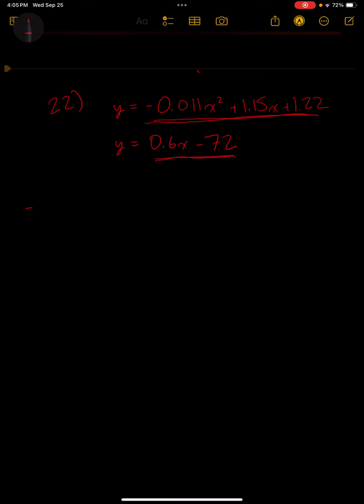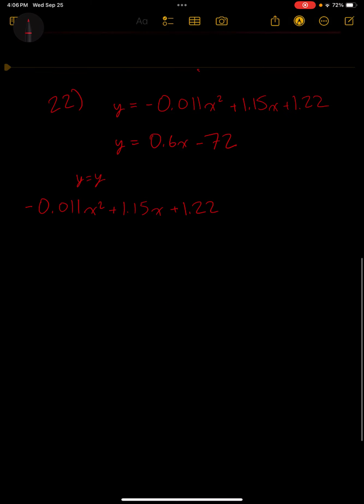So what do we do? Well, our first step is to set y equal to y at the point of intersection. So negative 0.011x squared plus 1.15x plus 1.22, let's verify that I wrote that down right, yes I did, equals 0.6x minus 72.